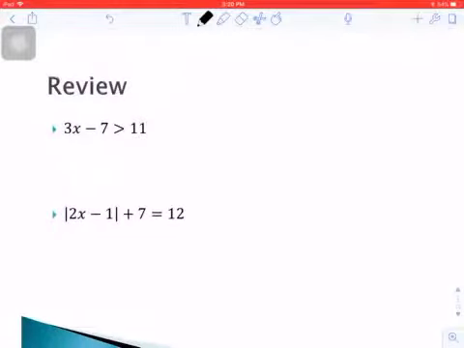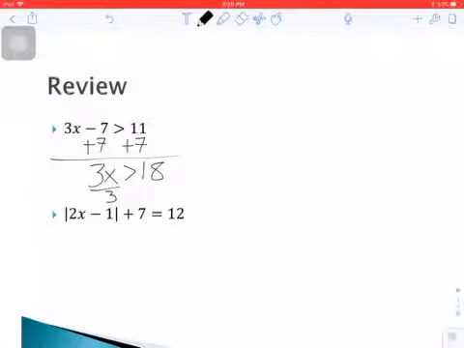So getting x by itself here in this first inequality, we'll add 7 to both sides. And we have 3x is greater than 18. Dividing both sides by 3, you get x is greater than 6. So there's our answer for that first one.